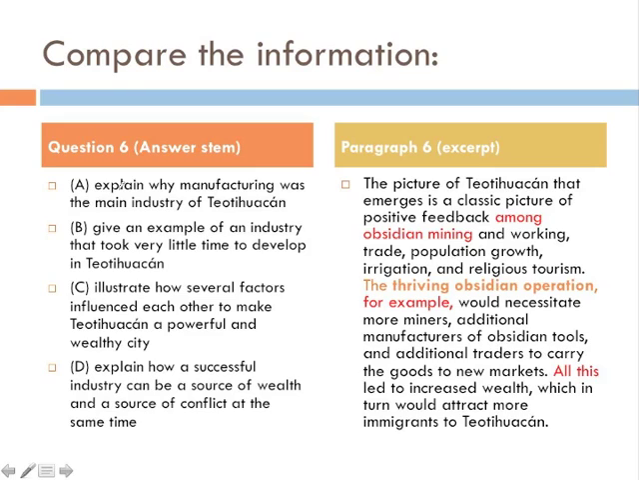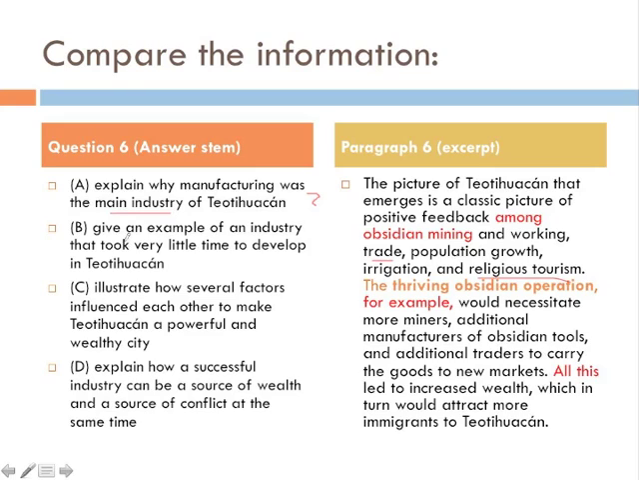First off, does it explain why manufacturing was the main industry of Teotihuacan? Well, nowhere in the text does it say that manufacturing was the main industry. In fact, it mentions that manufacturing or something like it was only part of this process. There seemed to also be trade and religious tourism. So in this case, it's probably not explaining why it's the main industry, but it is explaining that it's an important industry. So why don't we keep this one just for a moment?